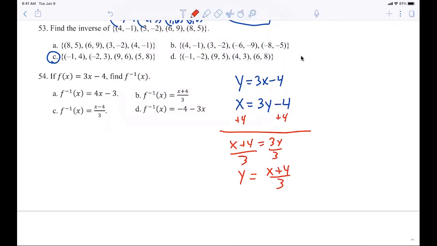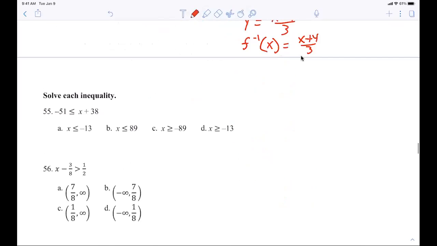Now, the F negative 1, I want everybody to remember, that's the symbolism for inverse. So X plus 4 over 3. Now again, that's not something you can reasonably figure out on the test if you don't know it. That's something you just have to remember. Finding the inverse, switch X and Y. All right, anybody have any questions? Finding the inverse. Nobody? All right, let the fun continue.